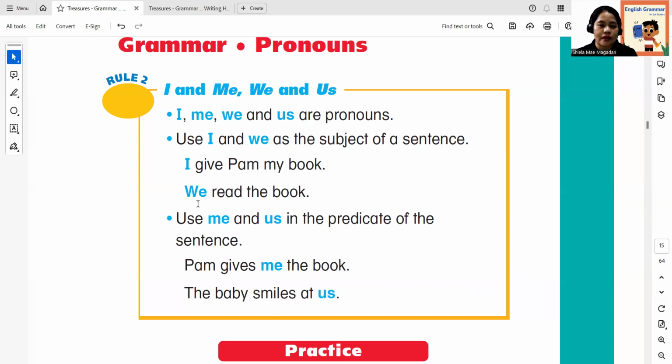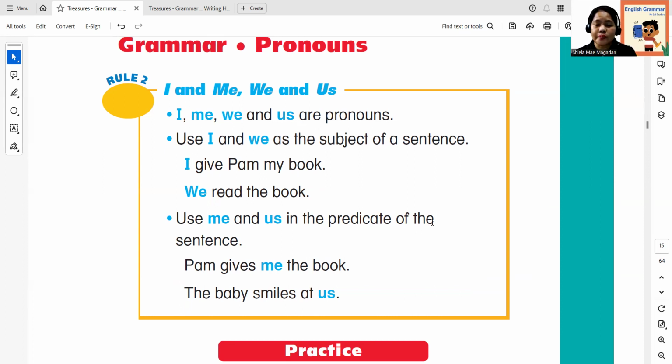I, the first person. We, it's in a plural form. We read the book. So that is a subject. It's at the beginning of the sentence, and it is in a plural form. I is singular, and we is plural. So these are subjects.